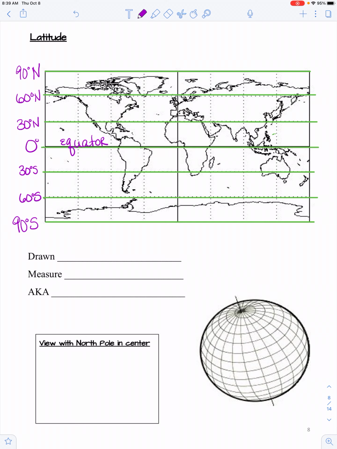So when we draw these lines, they're being drawn going east to west, but we measure them going to the north or to the south. So drawn from west to east, but we measure them as north and south. And that's really important, so highlight that.